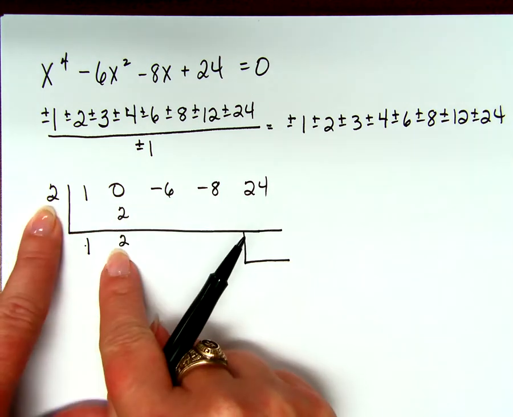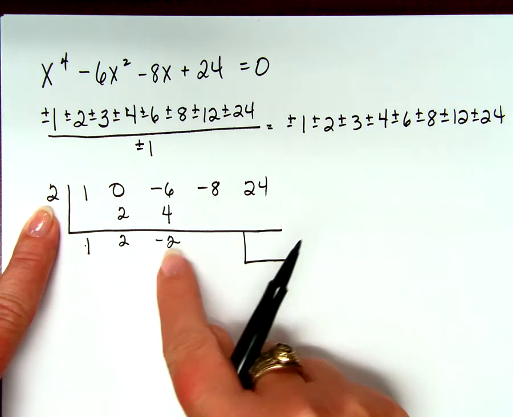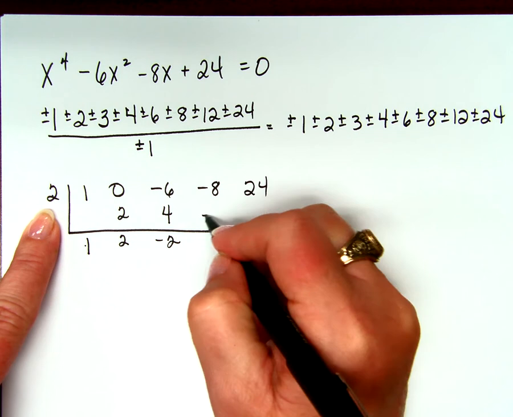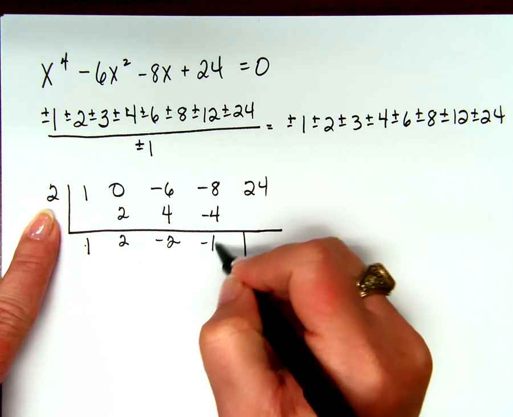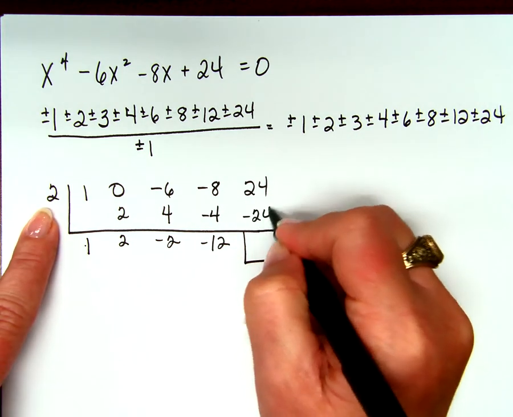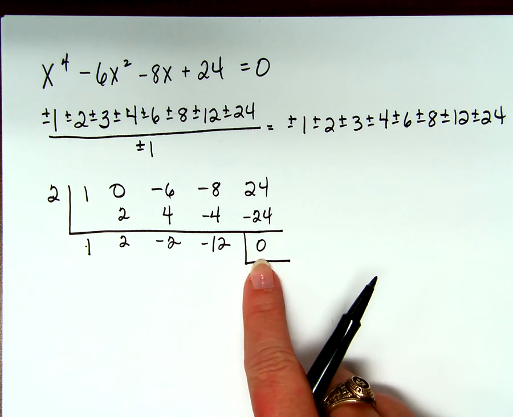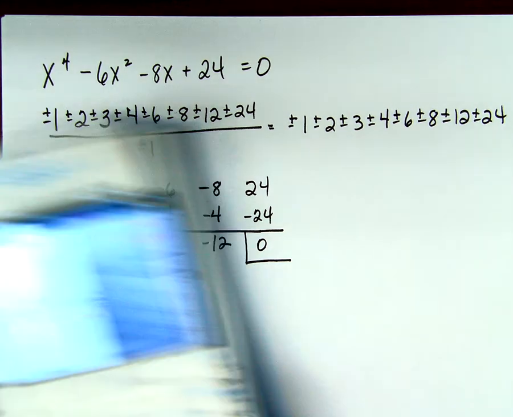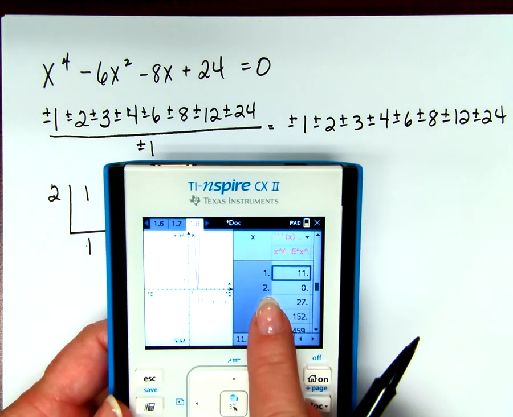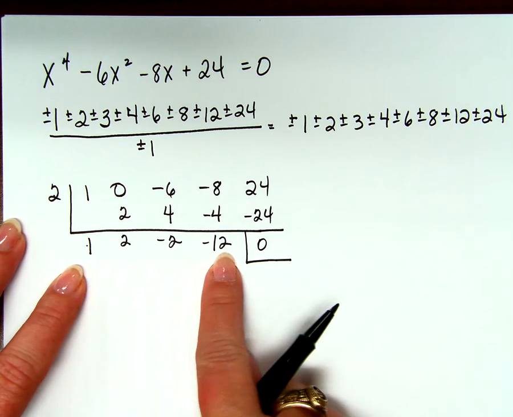Multiply these two. Write it here and add. Multiply these two. Write it here and add. Multiply these two. Write it here and add. This is not a surprise to us, is it? We knew it would be a 0 because the value of the function at 2 is 0. So we knew that this would be a 0. So this is what we have left.